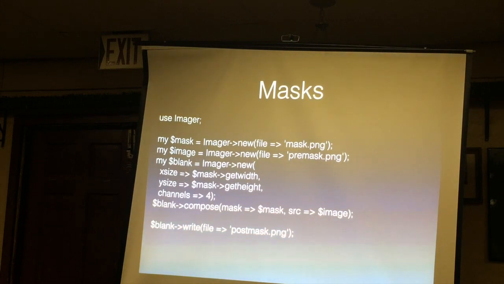And the compose method in Imager has this mask attribute. So you can put in one image as the source image, which is the image that we're going to actually modify, and then we put in another image as the mask, and it does the masking for you. It's all really fancy and easy, and you don't really have to do anything. All you have to do is create the mask and then apply the mask, and you're done.